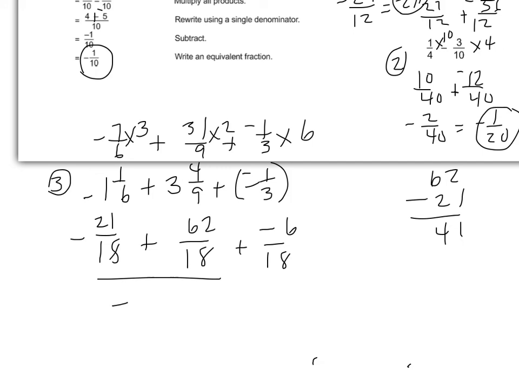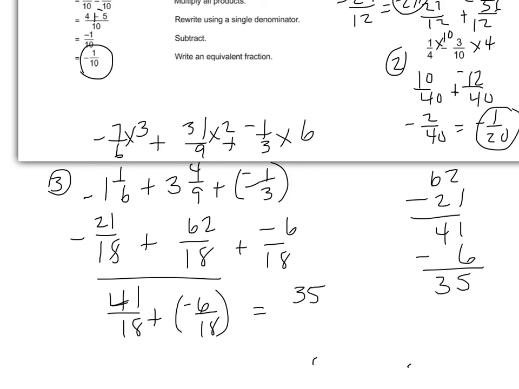So this is positive 41/18 plus negative 6/18. So we need to subtract again. 41 minus 6 is going to give me 35. So we get 35/18. 18 goes into 35 one time with 17/18 left over. So your answer should have been 1 and 17/18.